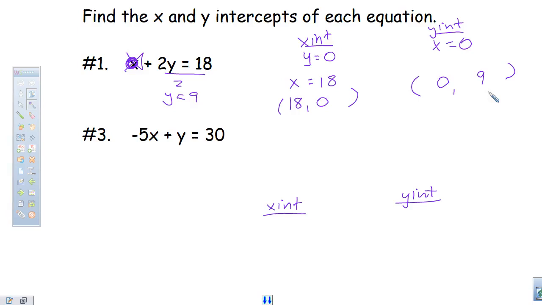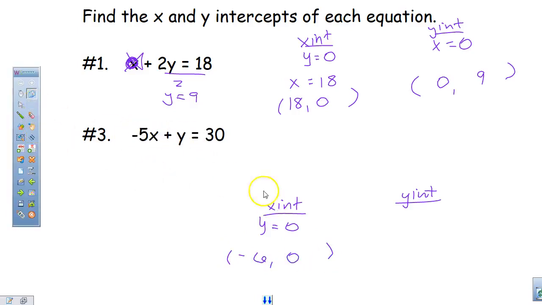Good? All right, so for this one down here, for number 3, for your x-intercept, y is 0. So I just sometimes like to kind of scribble it off, because y is 0, it's gone, right? So what does x have to be? Yep, so x is -6. So what's your ordered pair? -6, 0, very good.